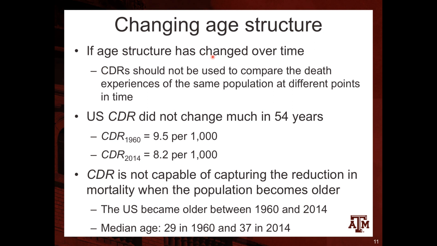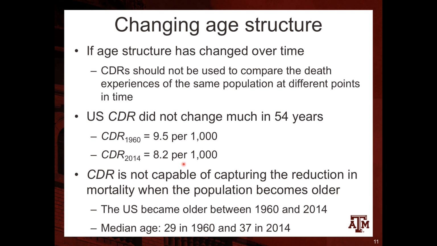So if age structure has changed over time, the crude death rate should not be used to compare the death experiences, even if you're talking about the same population, but at different points in time. So let's just see the case of the US. If we just look at the crude death rate, it did not change much in 54 years between 1960 and 2014. It dropped from 9.5 deaths per 1,000 people to 8.2. It dropped, but not so much, and we would expect that it would drop more. But that's because the CDR is not capable of capturing the reduction in mortality when the population becomes older.